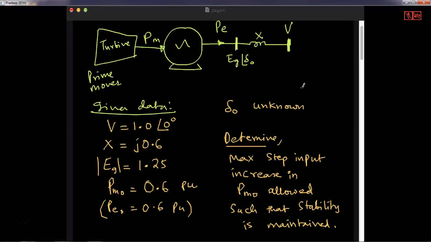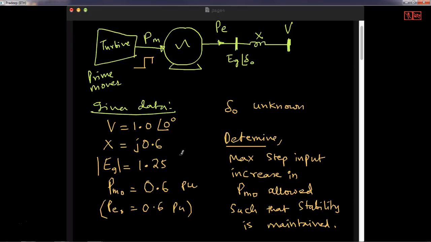So please understand the question. These are the parameters given to you. Now if I give a step increase in PM, there will be some stability problem. How much step increase can I withstand? Is it 0.6 to 0.8, or 0.6 to 1.0, or 0.6 to 1.2? How much step input is allowed for PM naught so that the machine does not lose synchronism? This is the problem that we are trying to solve.